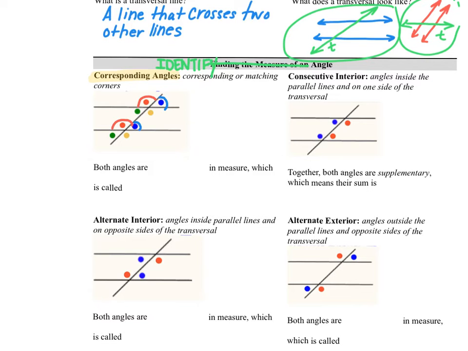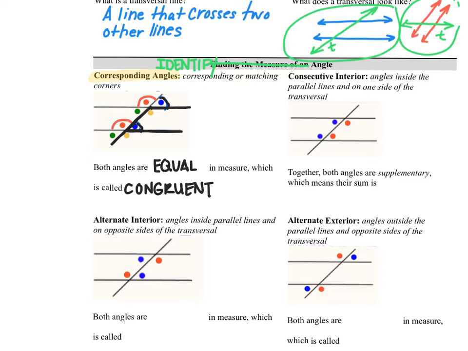A lot of times what I tell my students is we look for an F. See that F there? And then we find the two angles in the same corners, one on top, one on bottom. Okay? The cool thing about this is both angles are equal in measure, so we can go ahead and write that down. They are equal in measure, which is called congruent. So when you're talking about angles, you're talking about congruent angles. That means they're equal in measure.